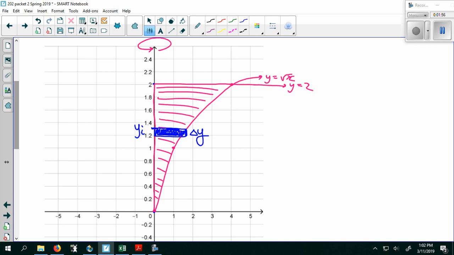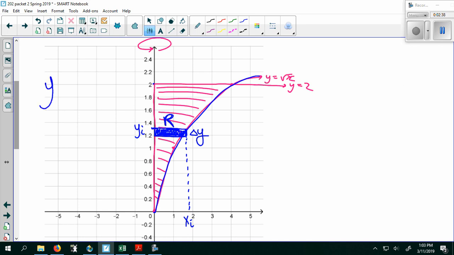So I need to know the radius, the length of that rectangle, because when I rotate that rectangle about the y-axis, I'm going to create a disk. And the radius of that disk is this distance, the length of the rectangle. It's at a height of y sub i, so I need to know this x sub i coordinate. What is that x sub i coordinate at a given height of y sub i? Well, I know the relationship between x and y along this curve: y equals the square root of x.